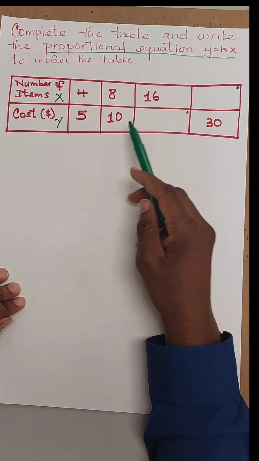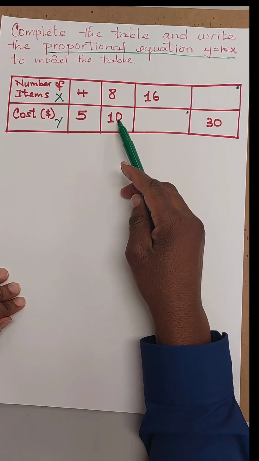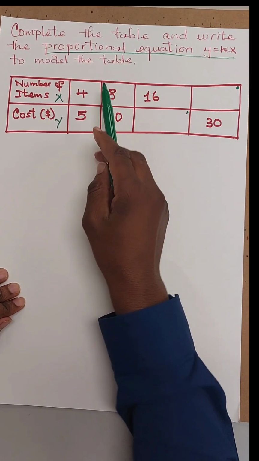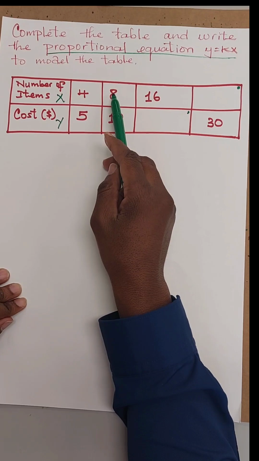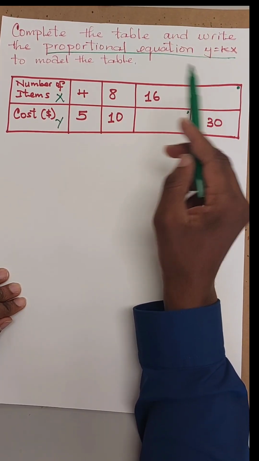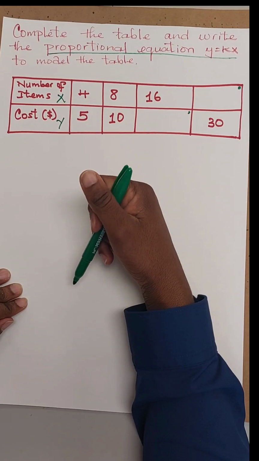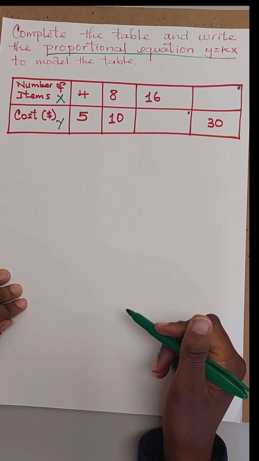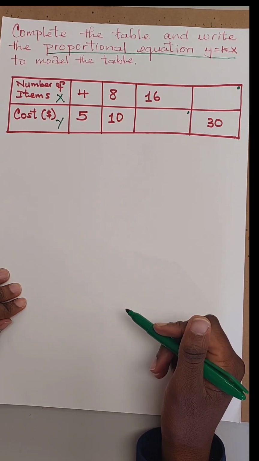Okay, so now if we're spending $30, how many items are we getting? Okay, so we see here that if the cost of $10 multiplied by 3 is $30, then the number of items should also multiply by 3 to get this here. So you see there are multiple ways you can go around to find that, but one way that I will show you is to use a constant of proportionality.